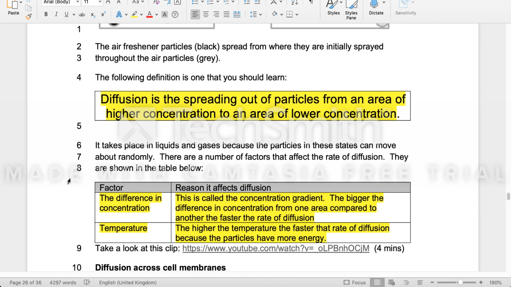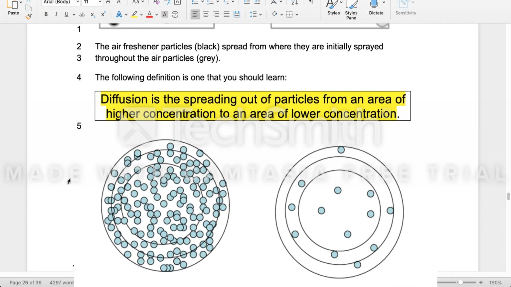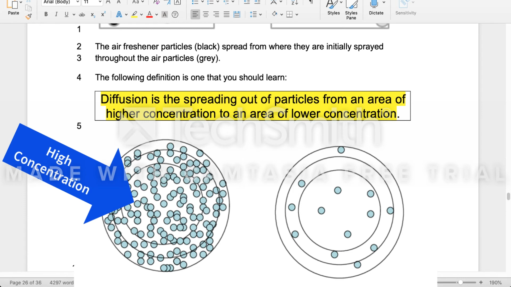High concentration means that the area that you're looking at is packed with molecules. You might have heard the term highly concentrated before on a juice box or ingredients, and it just means that there's a lot of that substance. Very highly concentrated, right? Lots of it in one place.